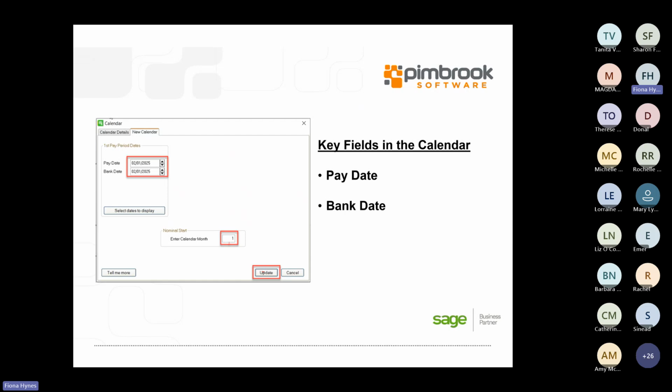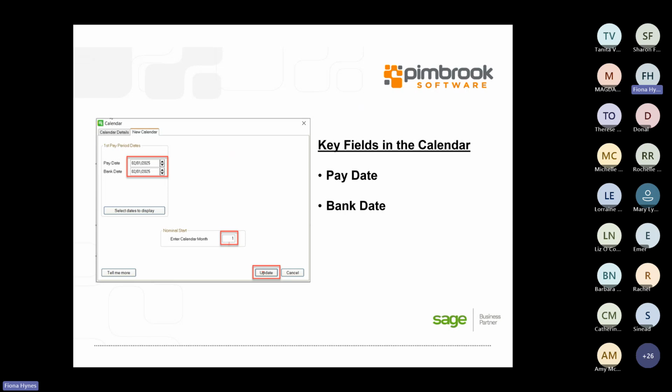So to set up your new calendar, in the calendar window, click New Calendar. Then enter the dates for your first pay period in 2025. Enter the nominal start date and then click Update. The pay date field is the date that drives the calendar to generate subsequent periods. Your pay date must be a date within the allowable date range for that period. This date is included in every payroll submission to Revenue for your employees.